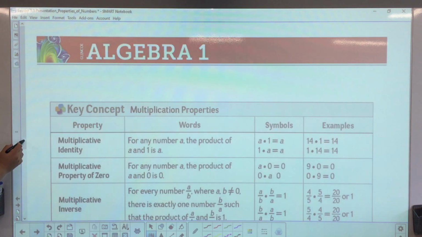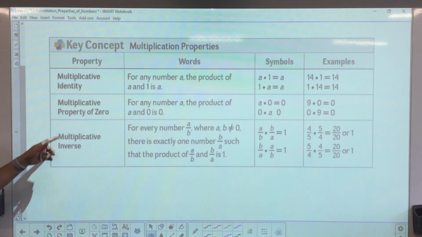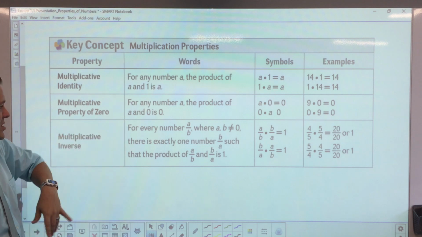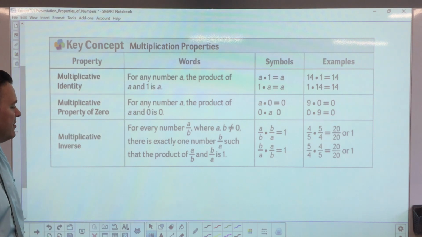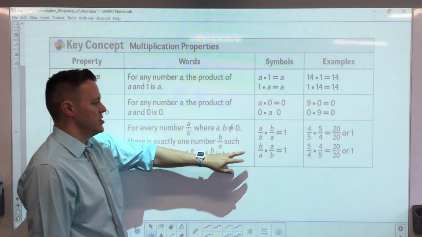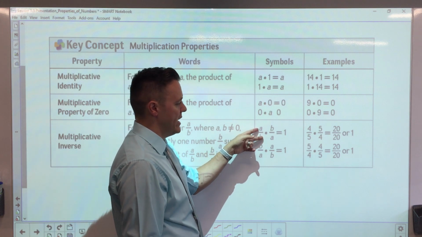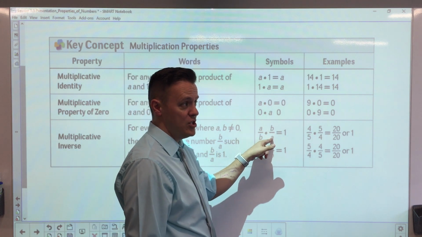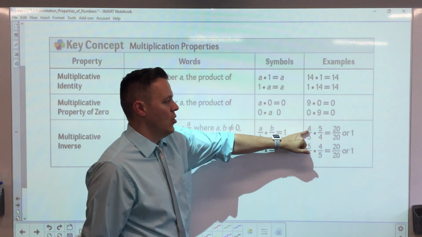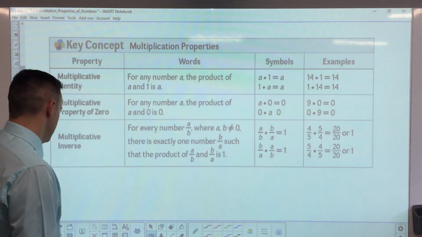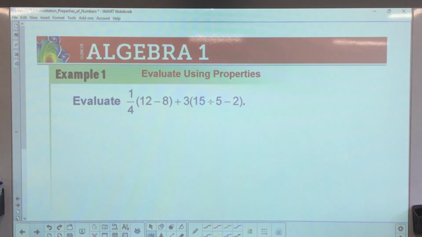Multiplication identity, property of 0, multiplying anything by 0 is 0. Multiplicative inverse is basically a reciprocal. So if I have a over b or 1/2 and I multiply it by 2 over 1 or 2, it's equal to 1. Simple properties. All right, so let's get started.